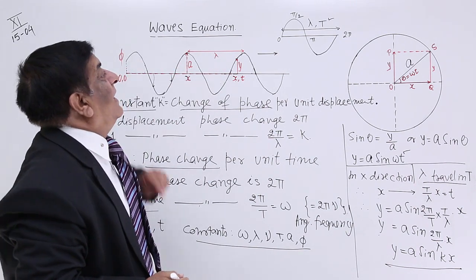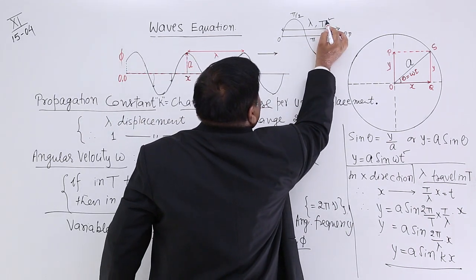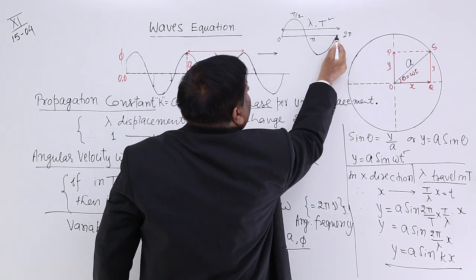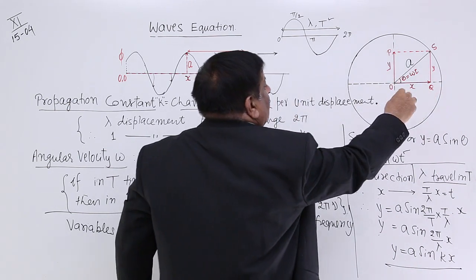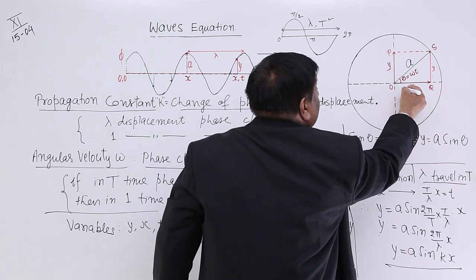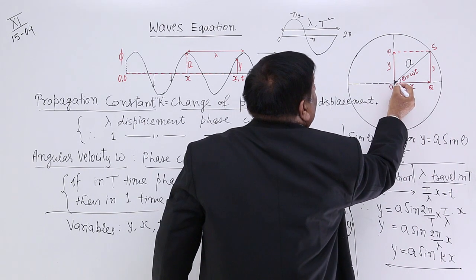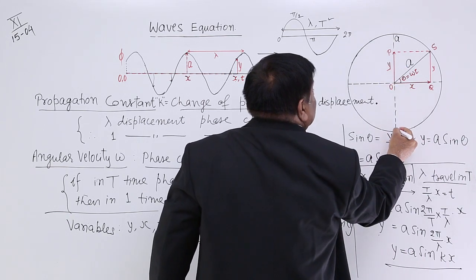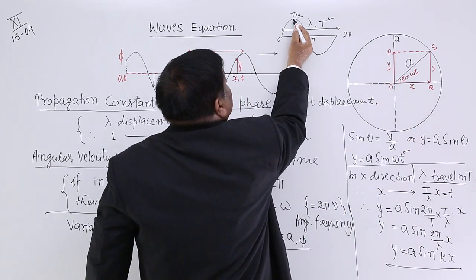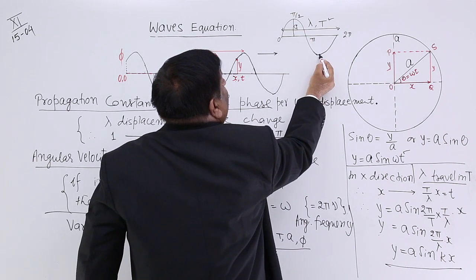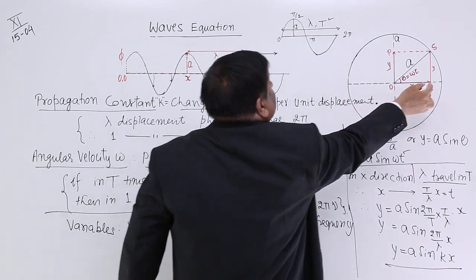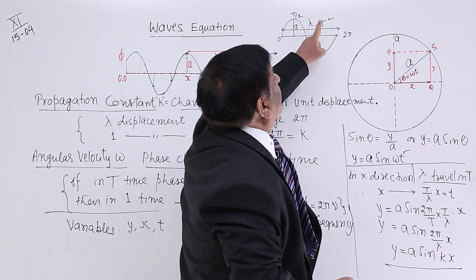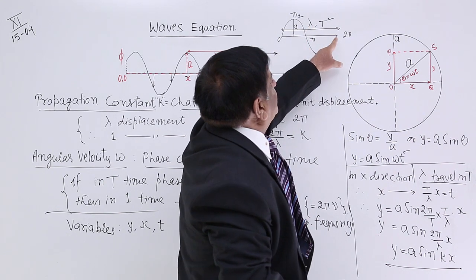How much travel? Lambda. So in time T, how much travel is done? Lambda. How much is the phase change? 2 pi. This phase we have taken from here. It turns 2 pi: from 0 it goes to peak value A, then comes to 0, minus A, 0. How much is the phase? 2 pi. How much is the travel of the wave? Lambda. So in lambda the phase change is 2 pi.